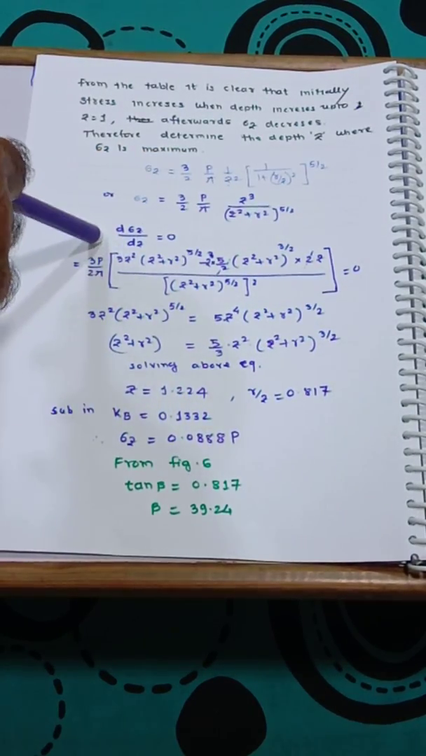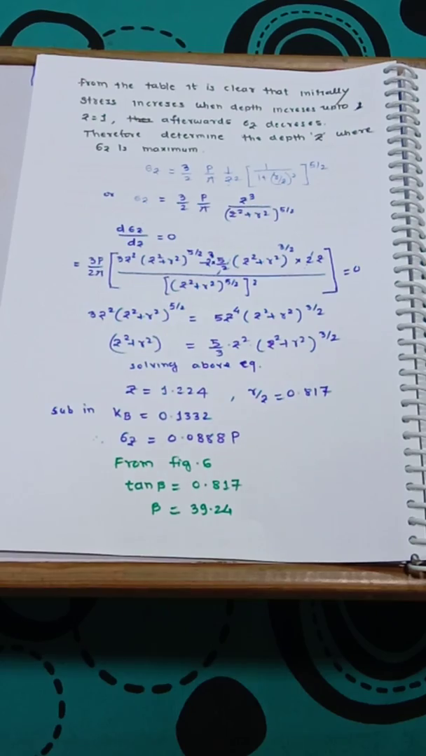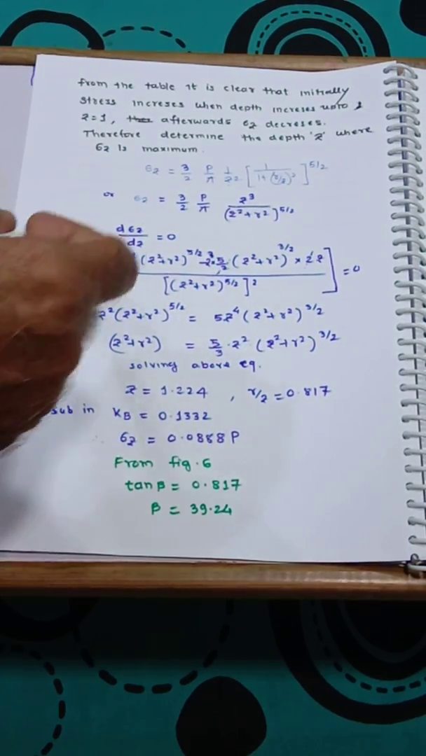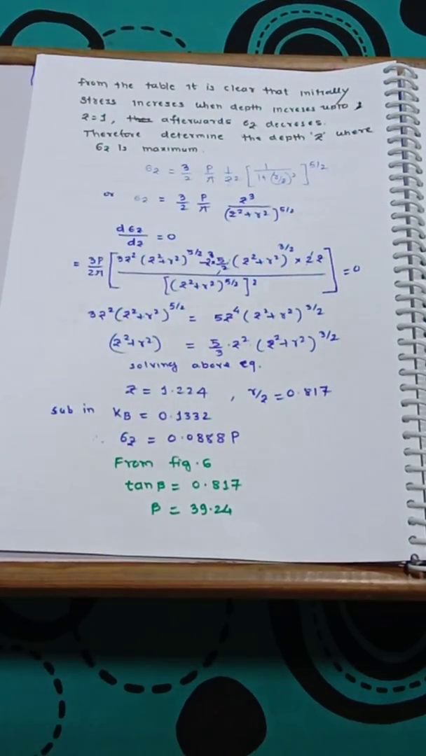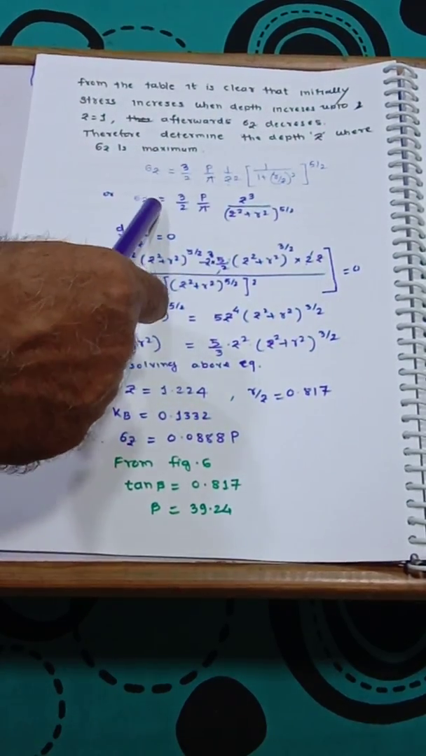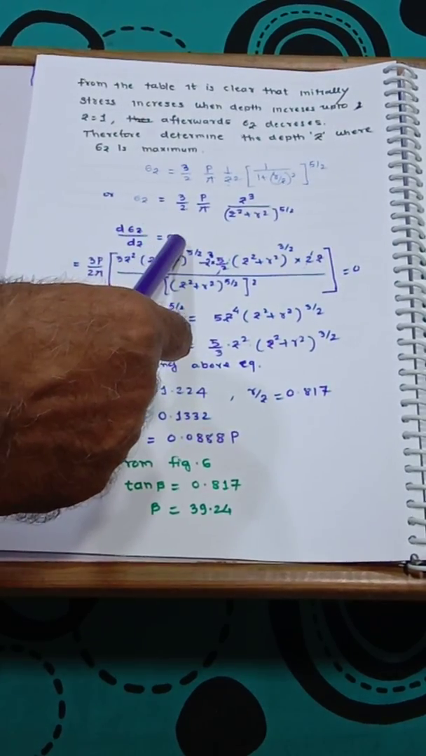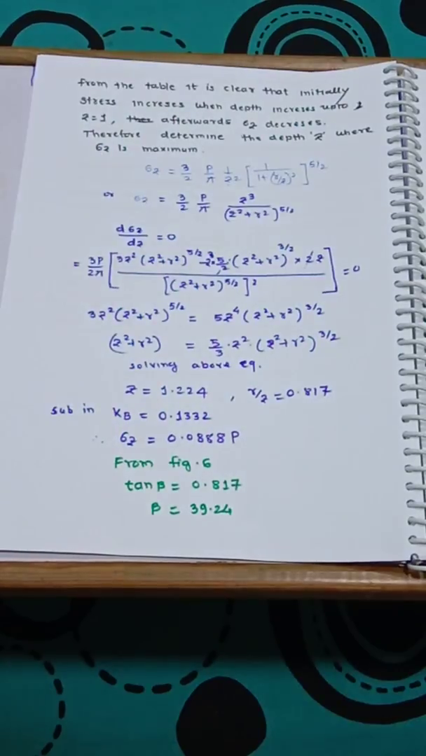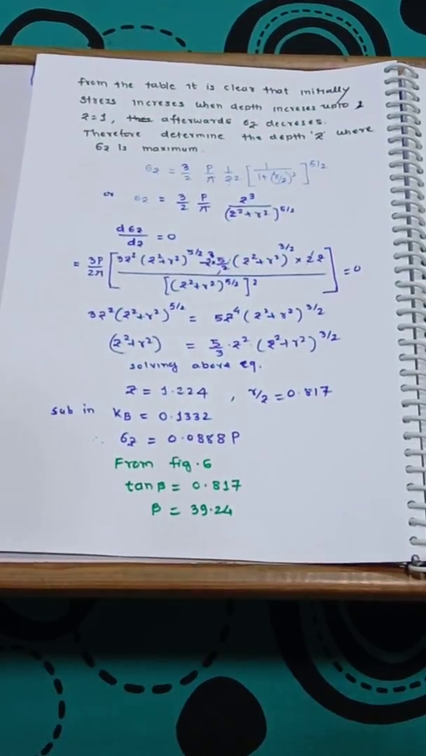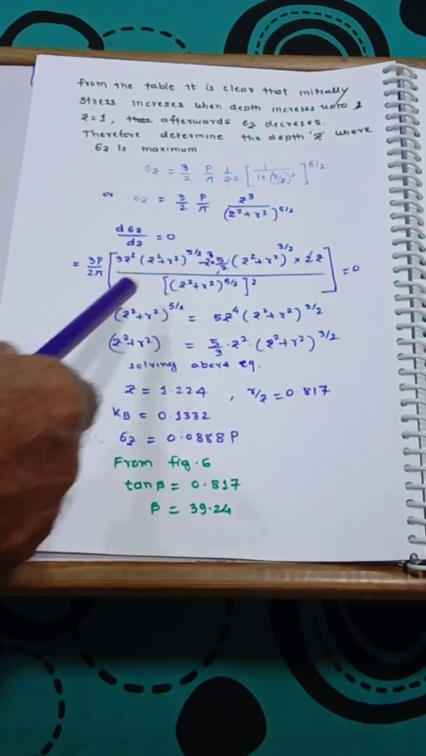Now by our simple concept of maxima, the variable in this equation is Z, because R is constant. Therefore, I differentiate this equation with respect to Z and set it equal to 0. My aim is to find out the depth at which it is maximum. I'll find out what that Z is.